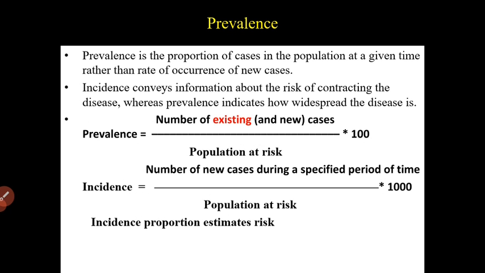Now, what are the uses of prevalence rate? Prevalence rate helps to estimate the magnitude of health and disease problems in the community and identify potential high-risk population. Fine. Second, prevalence rates are especially useful for administrative and planning purposes. For example, hospital beds, manpower needs, rehabilitation facilities. Okay? Understood?